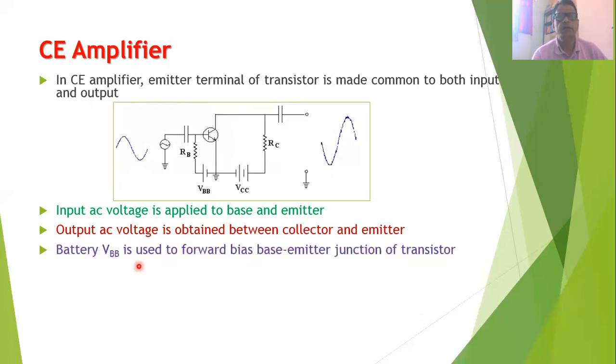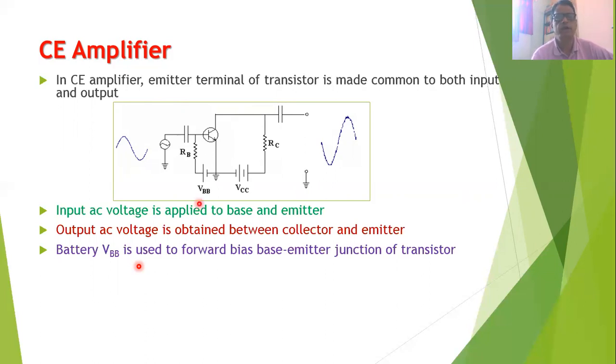Battery VBB is being connected in such a way that the base emitter junction of the transistor is forward biased. So remember that whenever we want to use transistor as an amplifier, then one junction, that is the base emitter junction, is forward biased, and the other junction, that is the base collector junction, is always reverse biased.